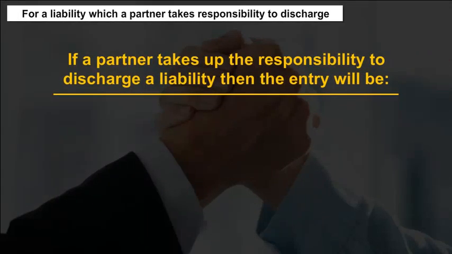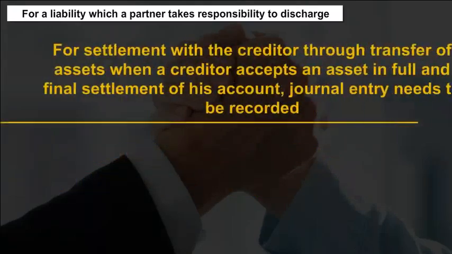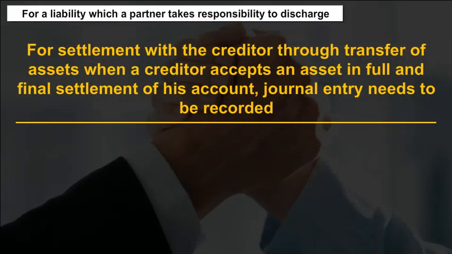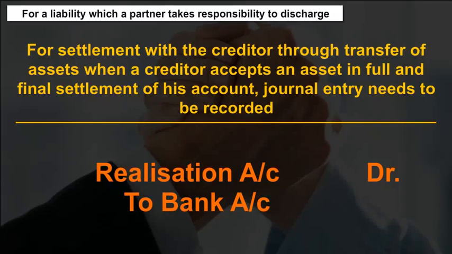If a partner takes up the responsibility to discharge a liability, then the entry will be for settlement with the creditor through transfer of assets. When a creditor accepts an asset in full and final settlement of his account, a journal entry needs to be recorded.